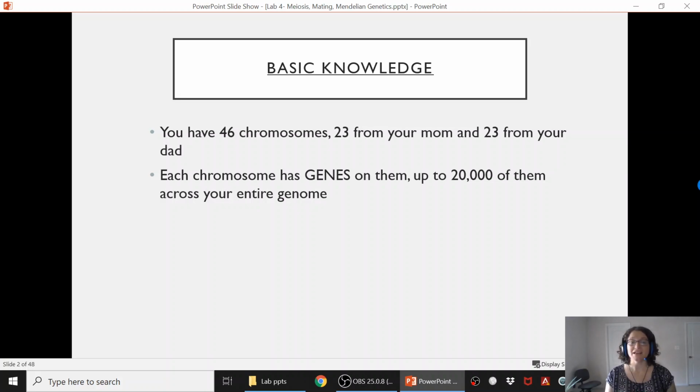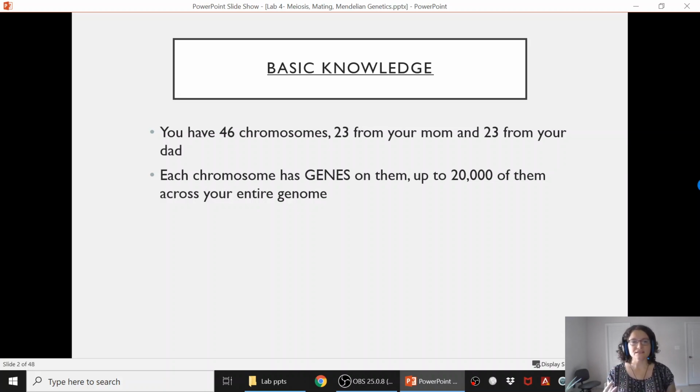Each chromosome has genes. So you have up to 20,000 of them across your entire genome. Remember that genes go through the central dogma. They are read off of the DNA to RNA and turn into proteins. And those proteins make everything you are. I have genes for curly hair. I have genes for pale skin and freckles. I have genes that make me more susceptible to Crohn's disease. Actually, I have a genetic marker that they were able to test for.